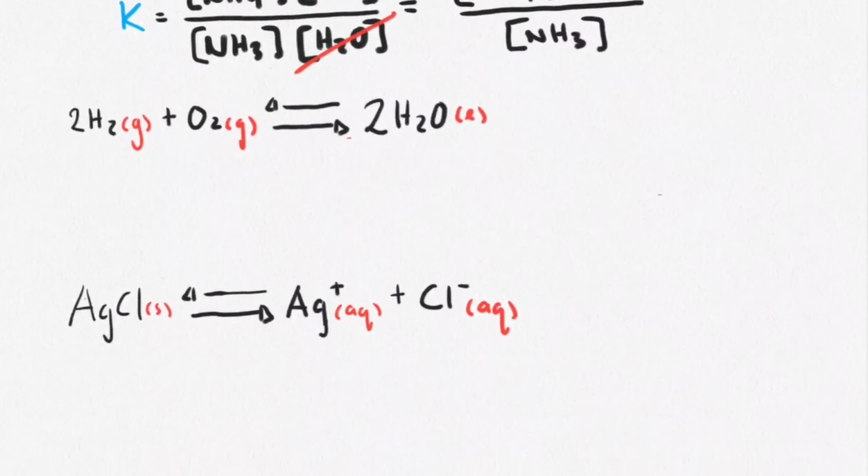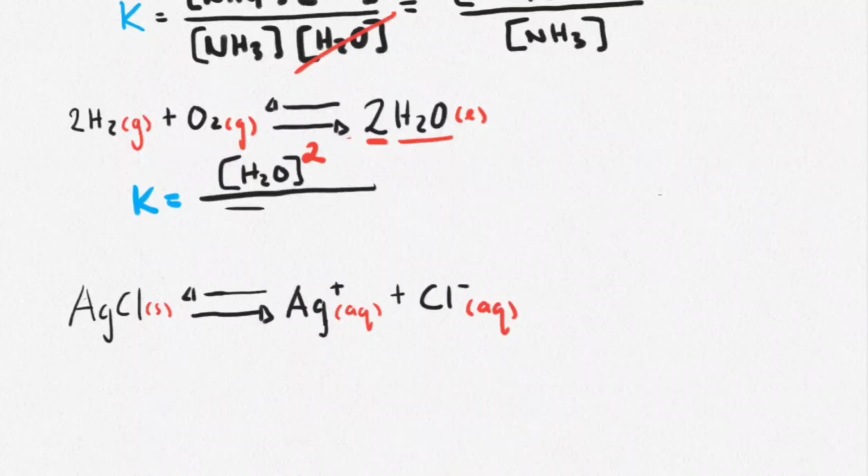Here's our third reaction. Go ahead and write down my K equals all over. My product is H2O. Go ahead and copy that down. Coefficient is 2, raised to the power of 2, divided by H2 as my reactant to the power of 2, times O2. Coefficient is 1, I can go ahead and ignore that.